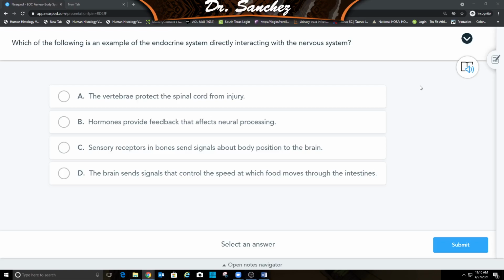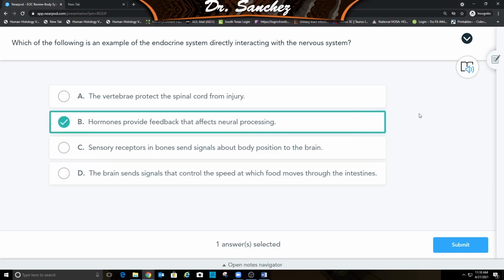So endocrine system and nervous system. The only thing here that talks about a hormone and the nervous system, there's only one answer that says that specifically. In fact, it uses the actual words nervous system in there.